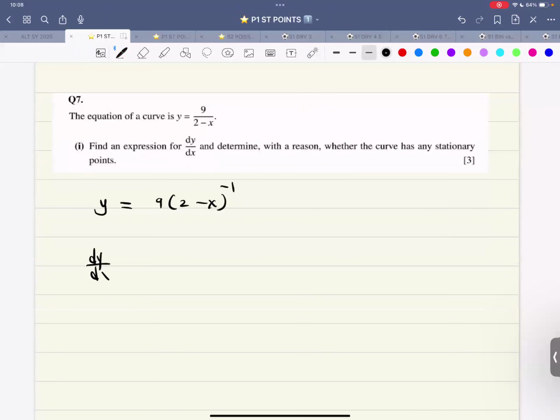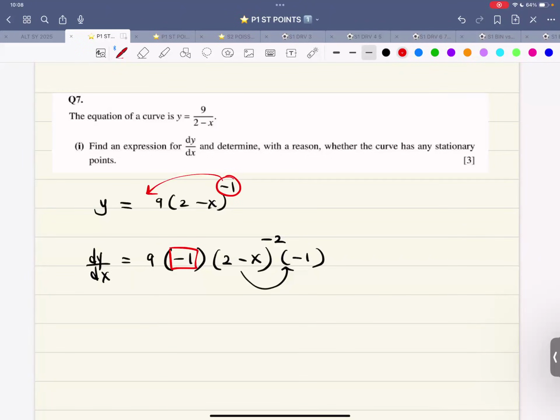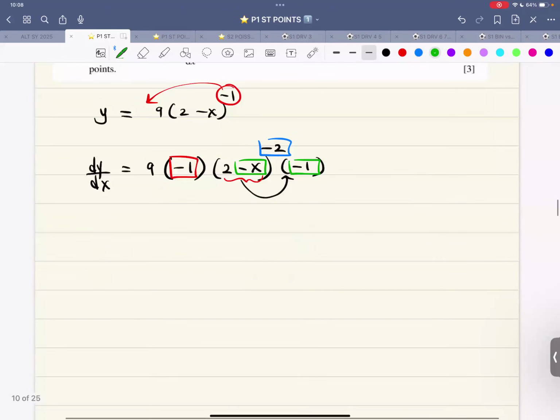So dy by dx, according to chain rule, 9 remains as it is, -1 comes down, (2 minus x) power reduces by 1, and the derivative of the bracket is -1. Look at all the steps. Power comes down. Bracket remains as it is. Power reduces by 1. Don't forget to multiply by derivative of brackets. So derivative of -x is -1.